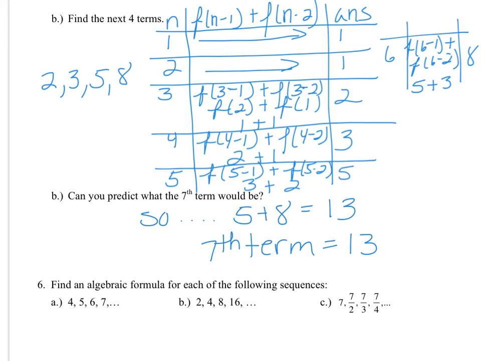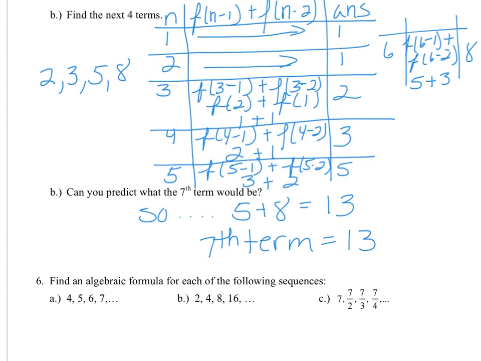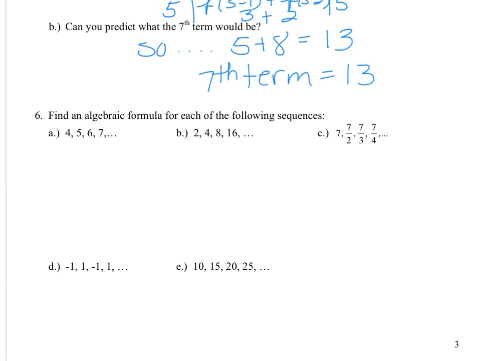Okay, number 6. Find an algebraic formula for each of the following sequences. Now, they didn't say it was recursive, they just said it was a sequence, so we can take a look at letter A. 4, 5, 6, 7. 4 is the first term, 5 is the second term, 6 is the third term, and 7 is the fourth term. So if I was working this out on a chart, I'd know f of 1 is 4, f of 2 would be 5, f of 3 would be 6, and f of 4 would be 7.